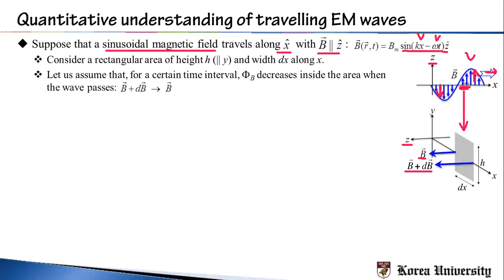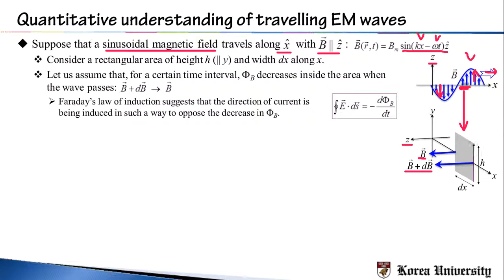So when it's decreasing, according to Faraday's law of induction and also Lenz's law, we figure out that this induced electric field must be going around this square counterclockwise, in order to compensate for the decrease in the magnetic flux. Therefore, it will go around like the thin arrows here.